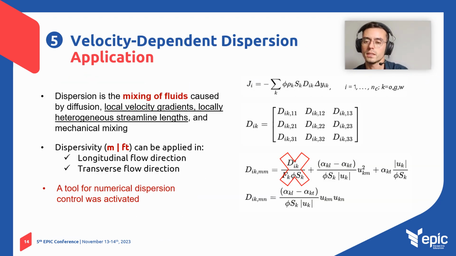The last phenomenon is the velocity-dependent dispersion. And dispersion is the mixing of fluids caused by diffusion, local velocity gradients, locally heterogeneous streamline lengths, and mechanical mixing. And it could be applied in a longitudinal flow direction or in a transverse flow direction. I also considered a tool available in CMG for numerical dispersion to avoid numerical dispersion. So here we are talking about physical dispersion. Here we have the equation for dispersion, and the term that is related to the diffusion is null in this case because I'm not considering diffusion.